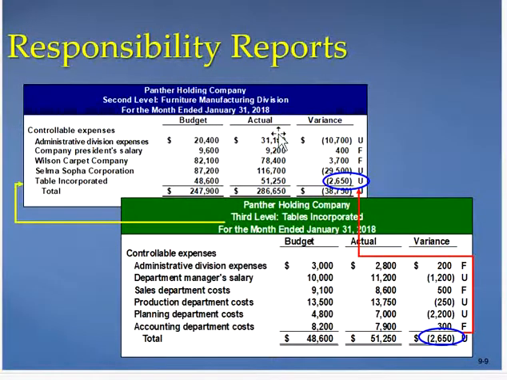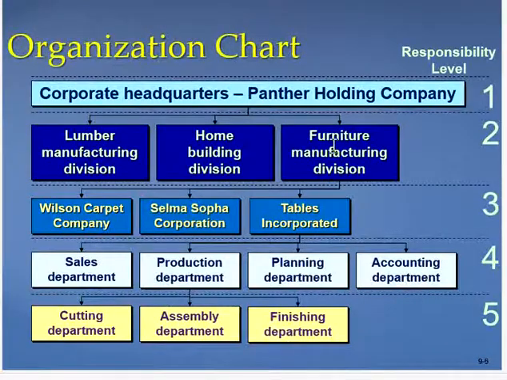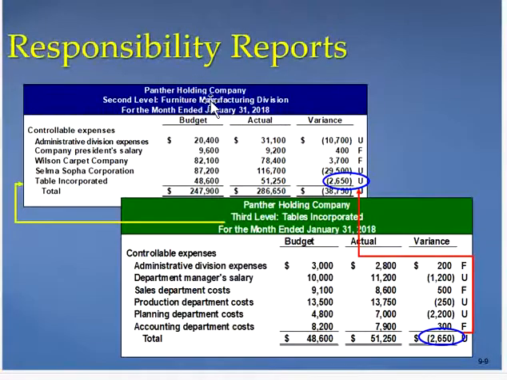If you see here again how this is divided. What are controllable expenses? This is for a furniture manufacturing division, right? What is the level of the furniture manufacturing division? This one here, second level, right? This one. What is happening here? It is prepared for the furniture manufacturing division. Now for a furniture manufacturing division, what is happening?